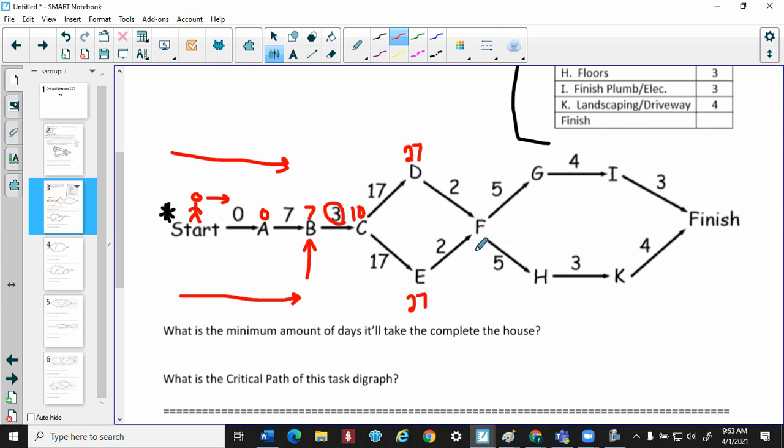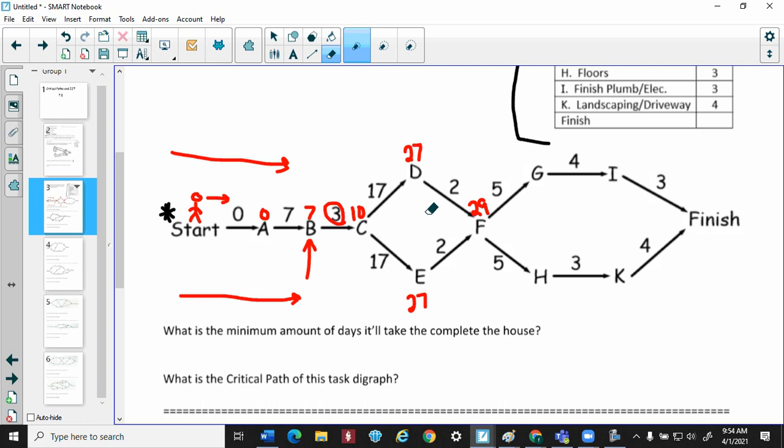Okay. Now F is special. What makes F special is now we have two arrows going into F. So E starts at 27 too, E can get to F on day 29. D starts at 27 too, so they both have the same time, so that makes it easy. So if they're both 29, then you would say F is 29.